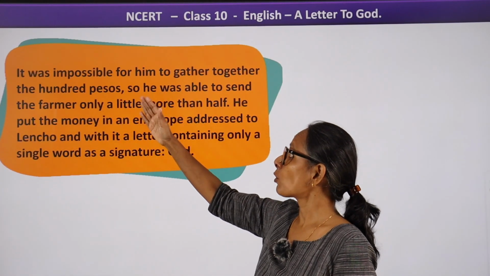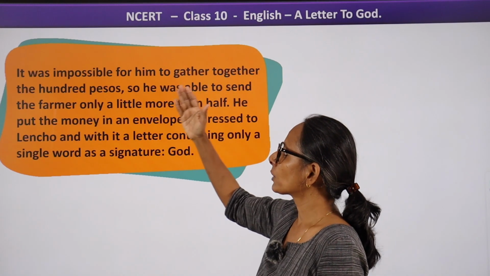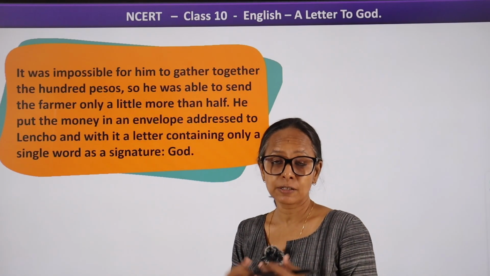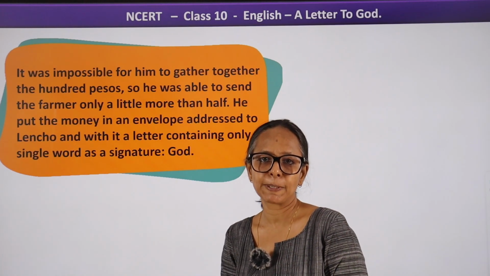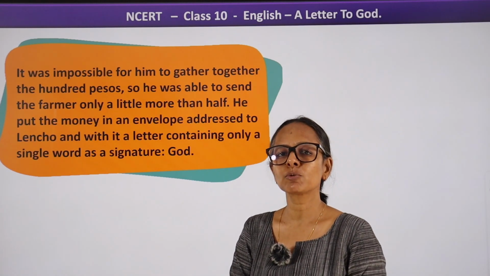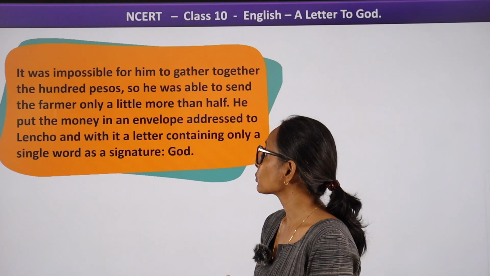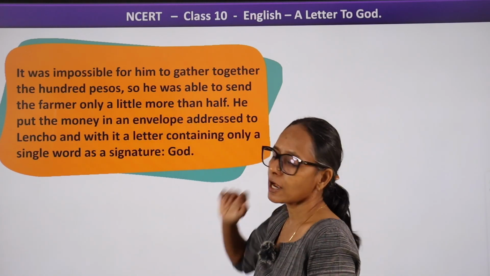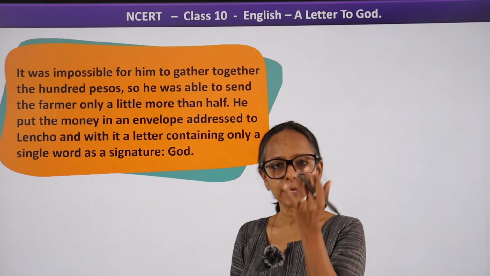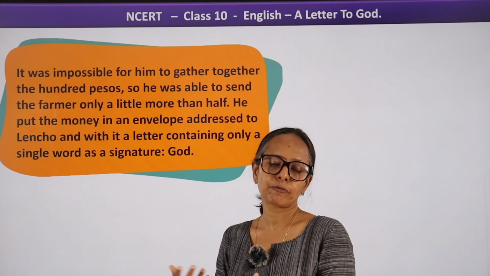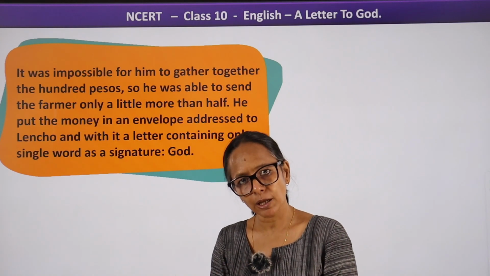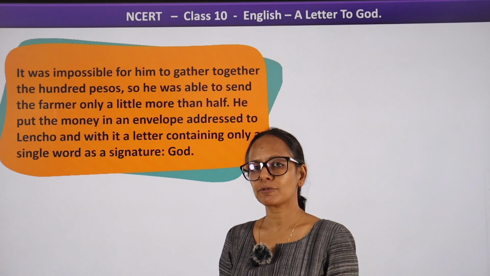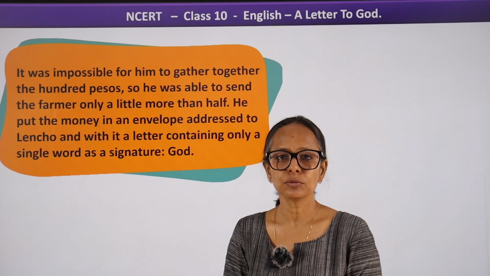It was impossible for him to gather together the 100 pesos. Was it possible? 100 pesos is a big thing for these people. So for him it was impossible to collect all 100 pesos. So he was able to send the farmer only a little more than half. So whatever he could gather, which was more than 50 pesos, he gathered from contributions by everyone and himself too. And then he sent it to the farmer.